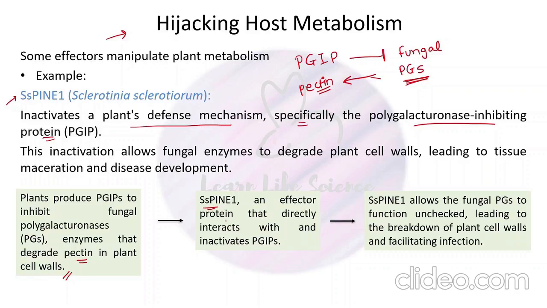This SsPINE1 effector protein directly interacts with and inactivates this PGIP. Okay, now when the inhibitor is blocked, the fungi can produce the polygalacturonase enzyme which can degrade the pectin, and now the fungi will be capable of breaking down the plant cell wall and facilitate its infection, which ultimately leads to tissue maceration as well as disease development. Okay, so this was another short example.